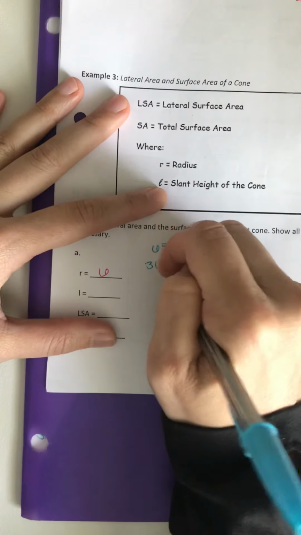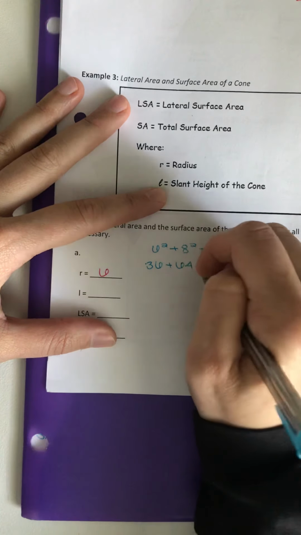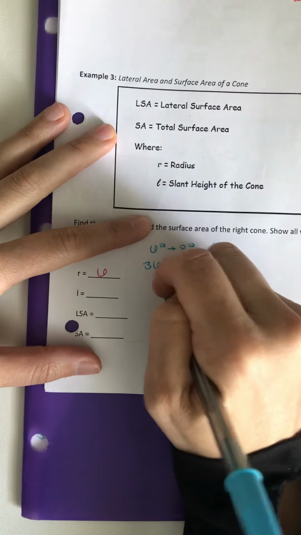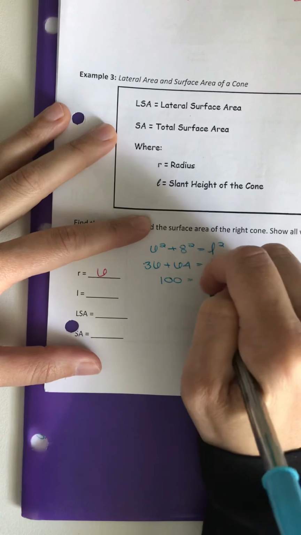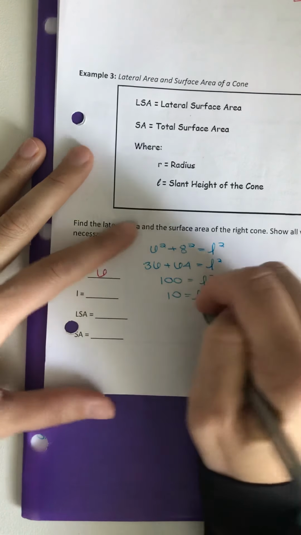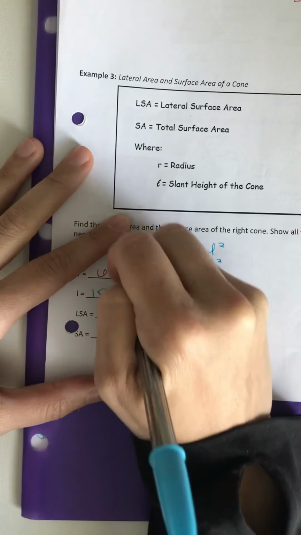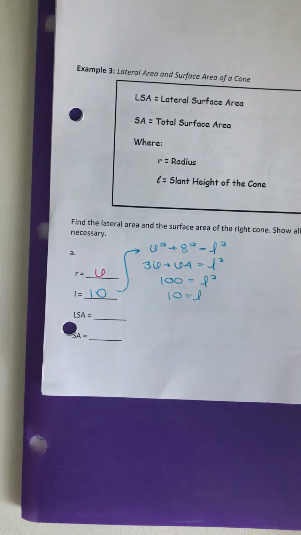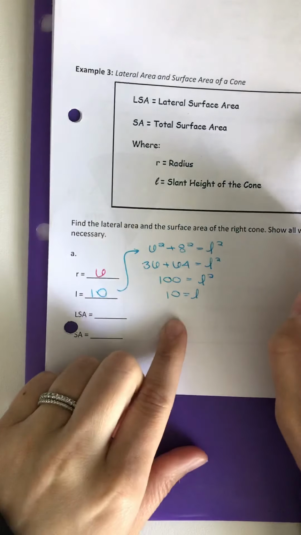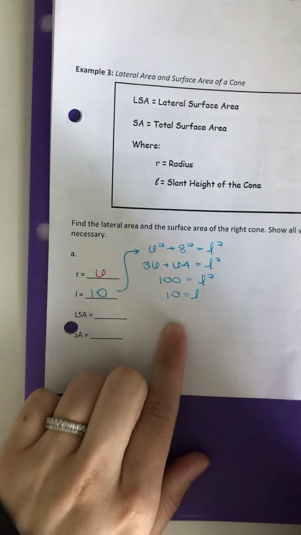So 36 and 64 add to 100. And the square root of 100 is 10. So my slanted height is going to be 10. So now I am ready to do my lateral and surface area. So lateral is going to be pi r L.